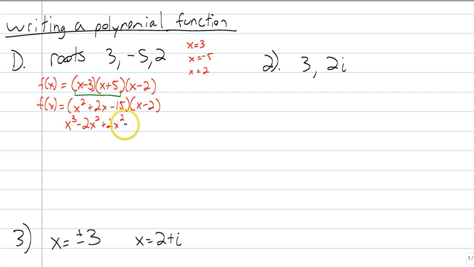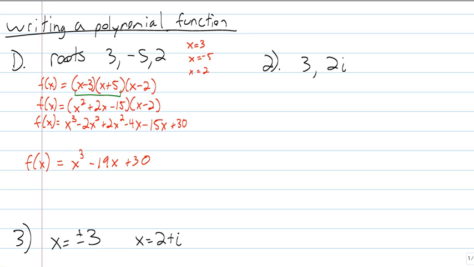2x times minus 2 is a minus 4x. Minus 15 times x is a minus 15x. You guys should be able to do this on your own, hopefully, at this point, and then plus 30. Now just simplify it all the way. So my function for this problem is x cubed, the x squareds go away, and we have minus 19x plus 30. And that's it. So we just came up with the function that gives us the roots of 3, -5, and 2.